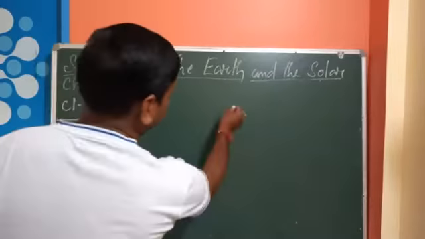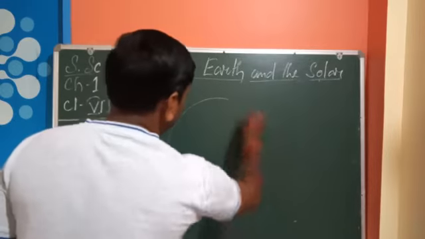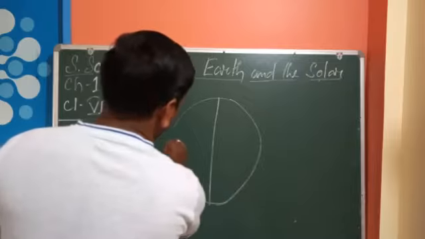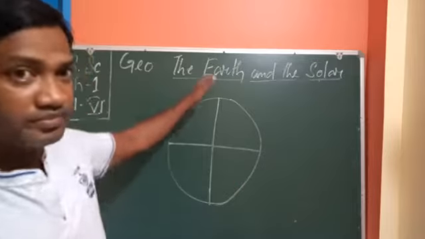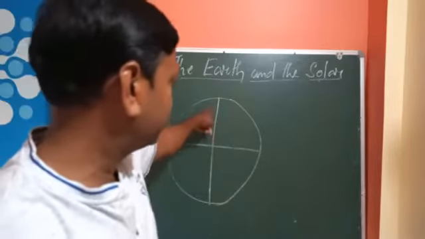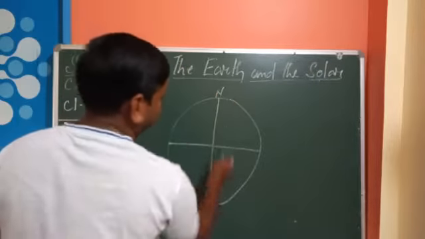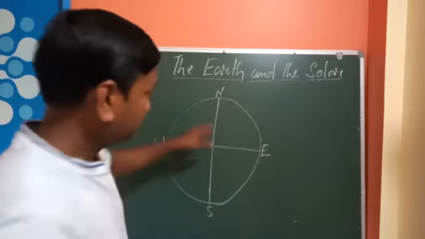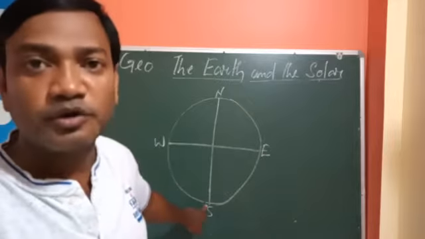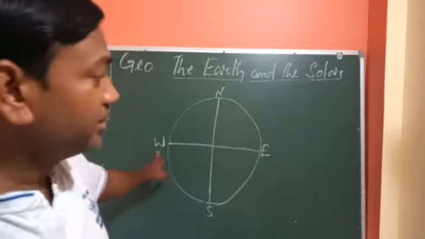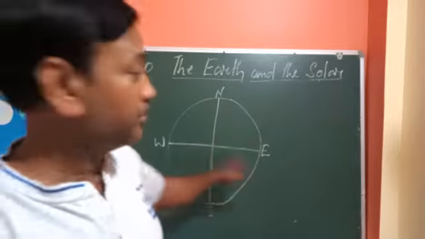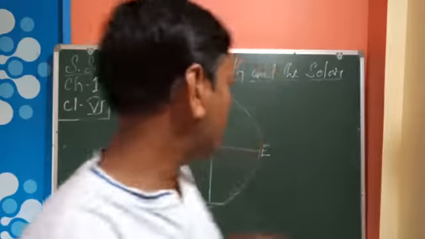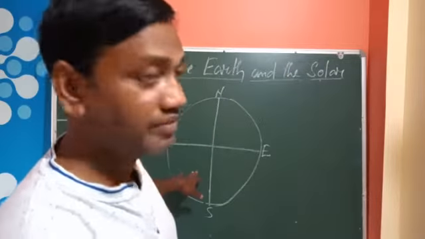Suppose it is the earth, and perpendicular lines, parallel lines we find here. One line, it is north, south, west and east. So these two lines, north pole to south pole, one line we find, and from east to west we find another line. So these two lines divide the earth into equal parts.